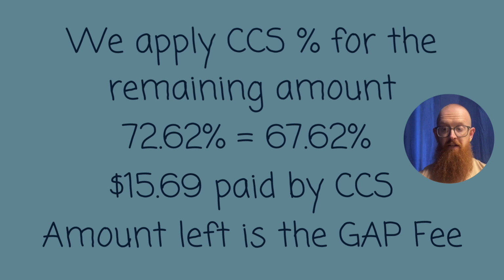With this amount that's remaining, we now have to apply CCS to it. For this child, they have a percentage of 72.62. But one thing we can't forget is the 5% withholding by Centrelink. Rule of thumb here is to take away 5% off your CCS total to cover for the withhold percentage. Now back to applying the percentage. This comes to $15.69 that is being paid by CCS. $23.20 take away $15.69, that leaves us with $7.51.